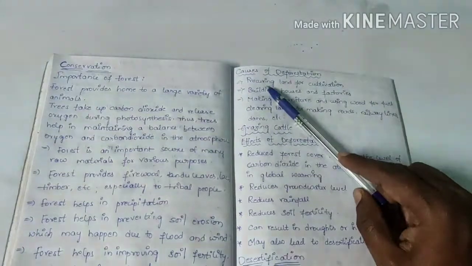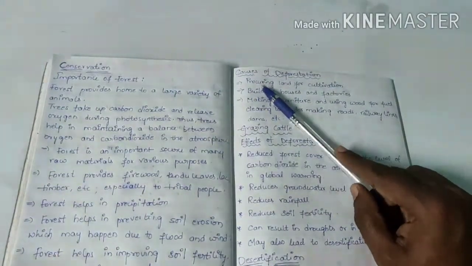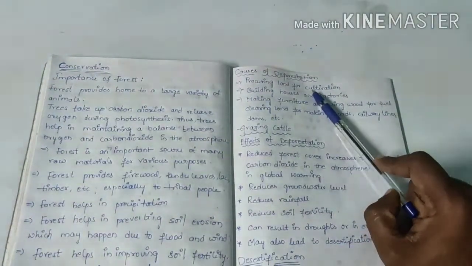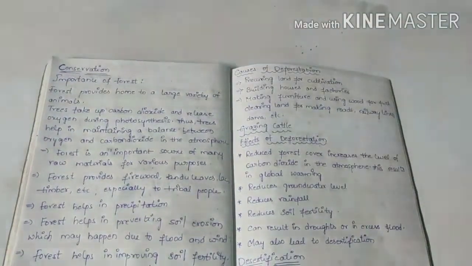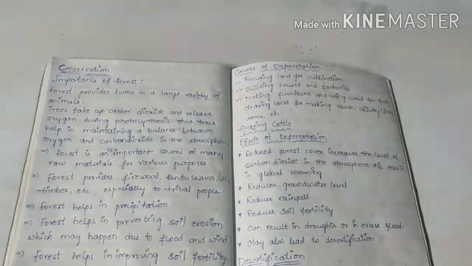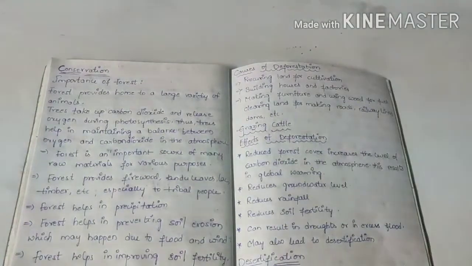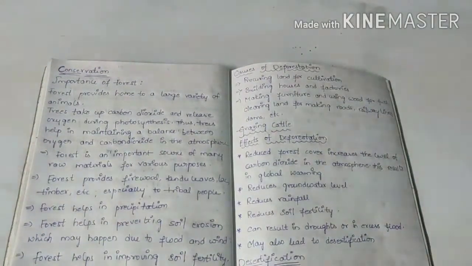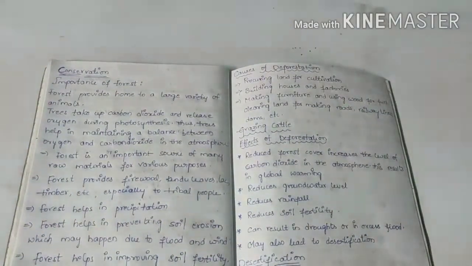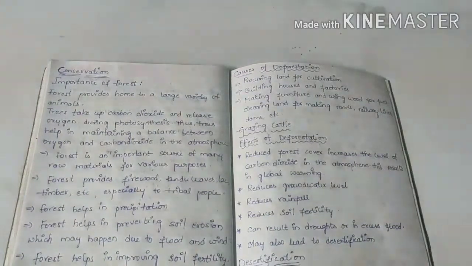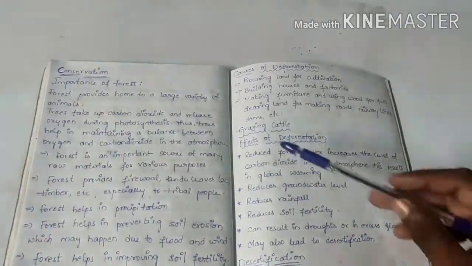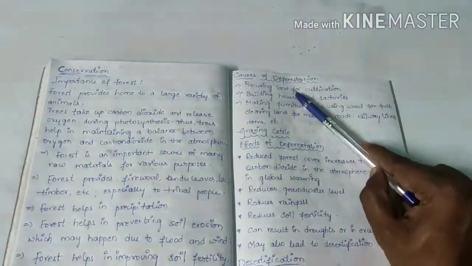Causes of deforestation: the first thing is procuring land for cultivation. Nowadays population is increasing. To meet the needs, especially food, more land should be cultivated. For that, we should cut the trees and make the land which is not in use ready for cultivation. So we are procuring land for cultivation.